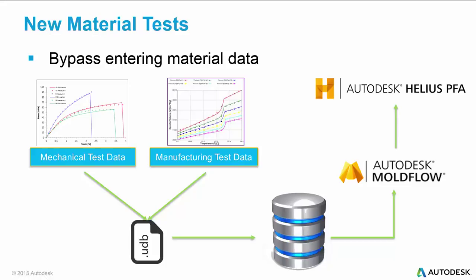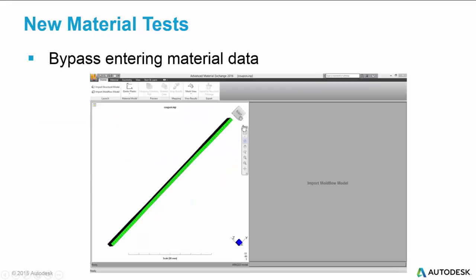That data is available for you to look at in Moldflow, and it will also be transferred automatically through Advanced Material Exchange to Helius PFA. You as a user do not have to enter it again. We will provide the UDB, and the data just streamlines straight to Helius PFA through AME. So we're basically eliminating one of the steps. And I'm going to show you that right now.